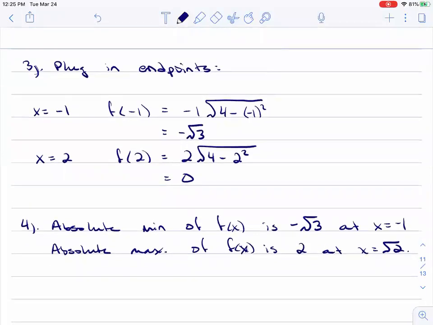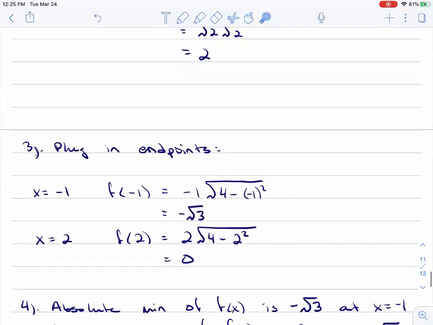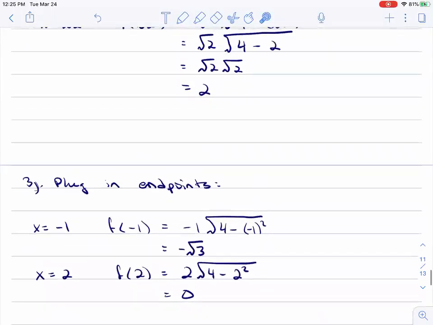So what we need to remember from this section is just using the closed interval method like we were doing here to find the absolute mins and maxes, right? So we're just following the 4 steps that we talked about, where we first have to find the derivative and use it to find the critical numbers, and then evaluate the function at the critical numbers, and then evaluate the function at the endpoints, and then determine which of those values are the largest and the smallest. And those are our absolute max and mins. All right.